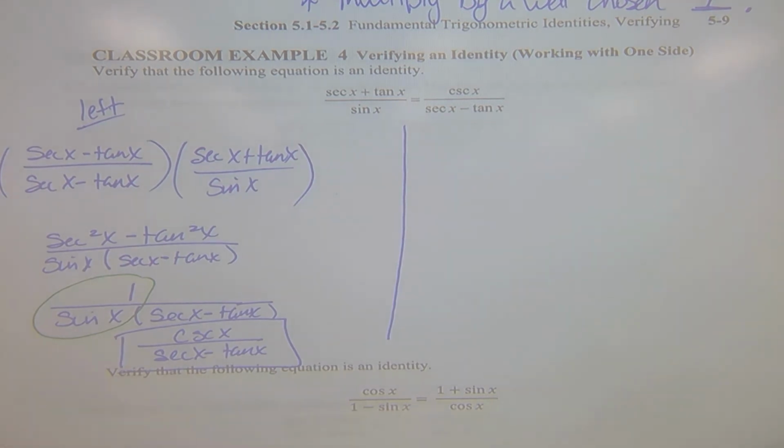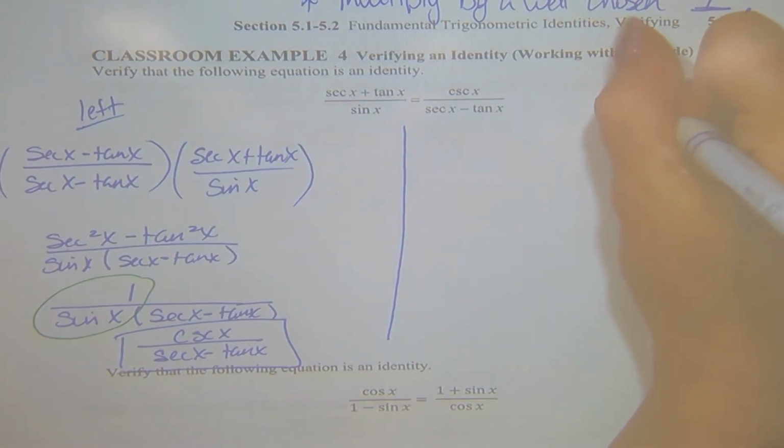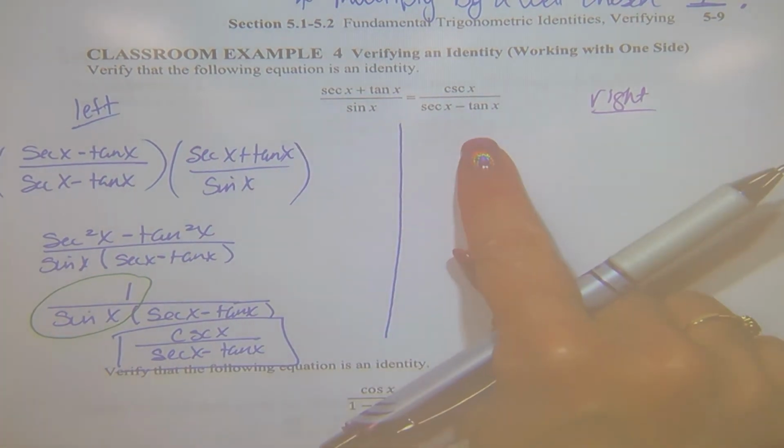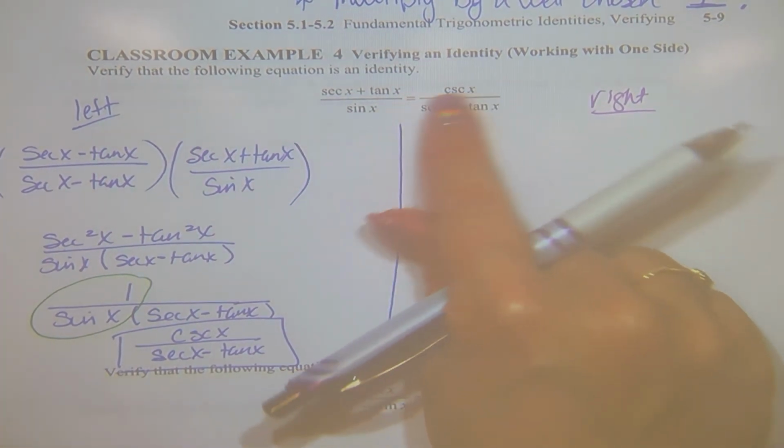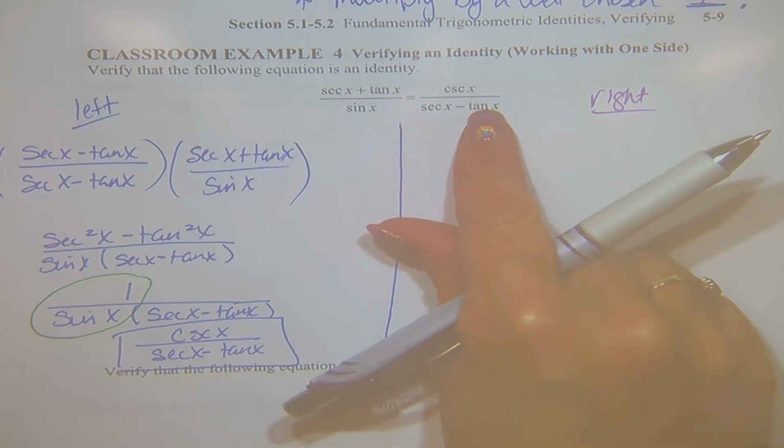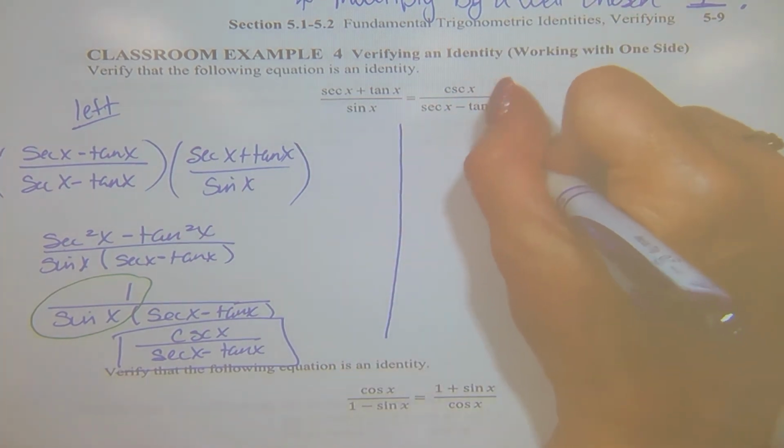That's working down the left. Now let's do the same thing in practice by working down the right. You're still going to use a well-chosen 1. This time your well-chosen 1 is secant x plus tangent x over itself.